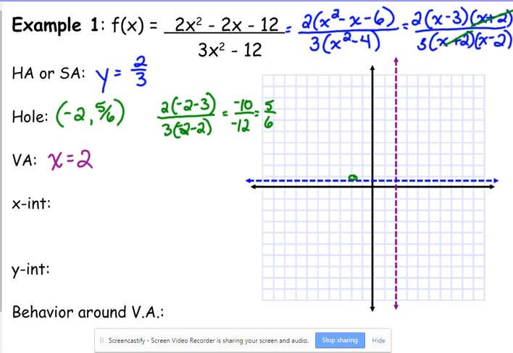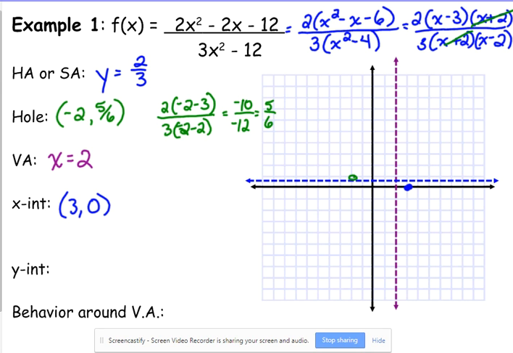Now, for our x-intercepts, we take the simplified numerator and set it equal to 0. Well, we don't have to worry about the 2 part, because 2 doesn't equal 0. All we have to worry about is the x minus 3, so our x-intercept is at 3, 0. Please write it as a point. 3, 0 is our only x-intercept.